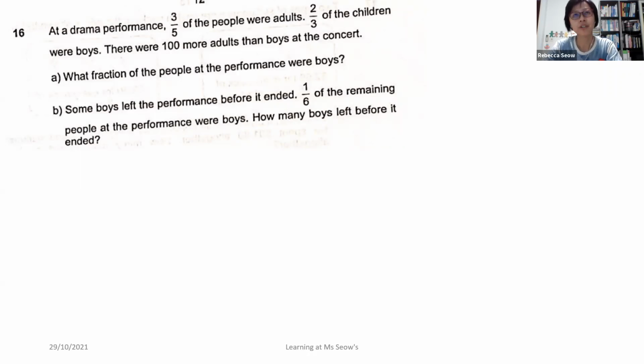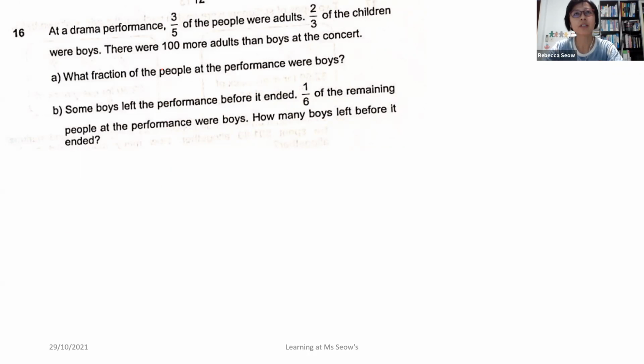A. What fraction of the people at the performance were boys? B. Some boys left the performance before it ended. 1/6 of the remaining people at the performance were boys. How many boys left before it ended? Now let's try to see what method we might use to solve this particular question.